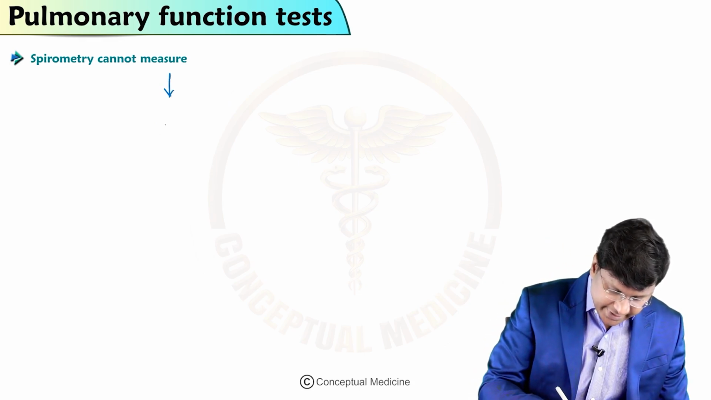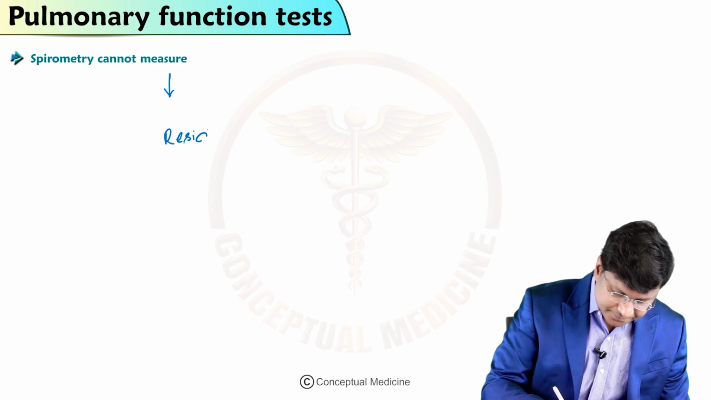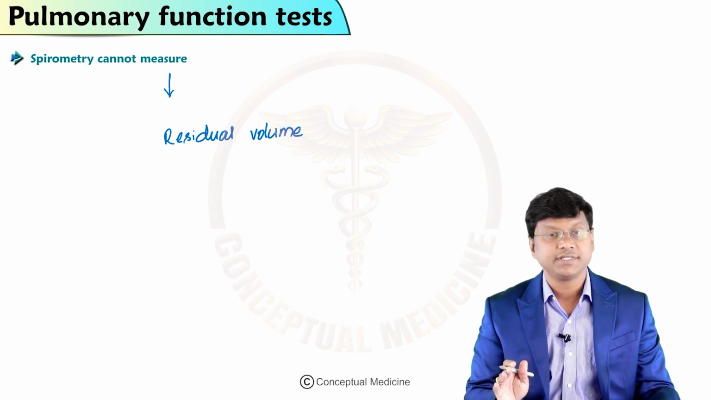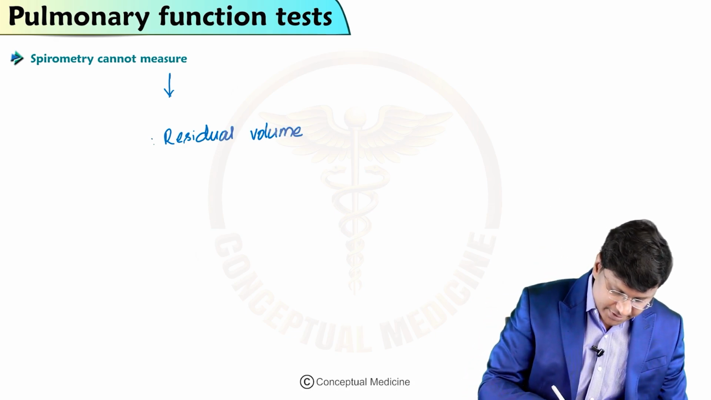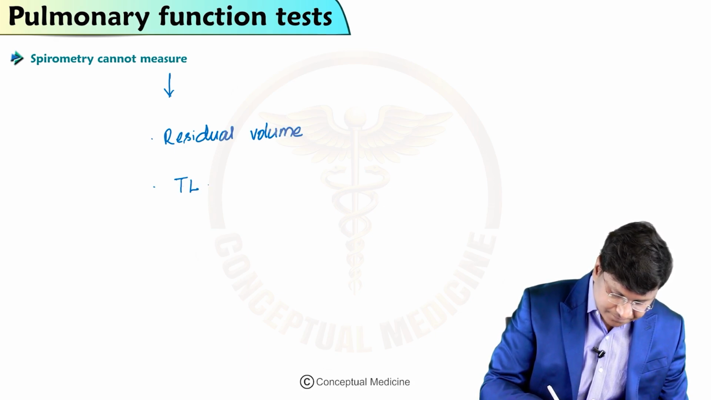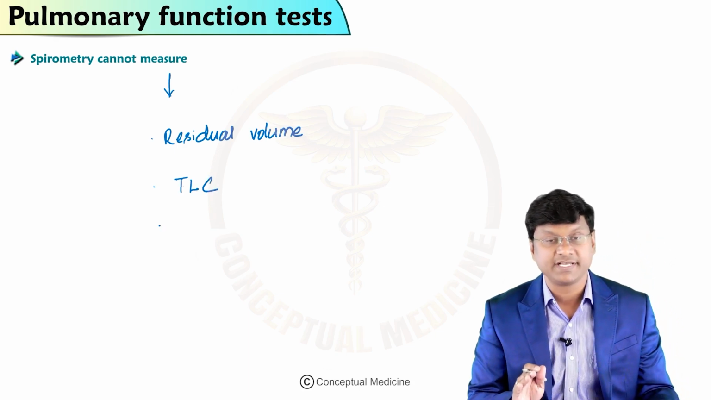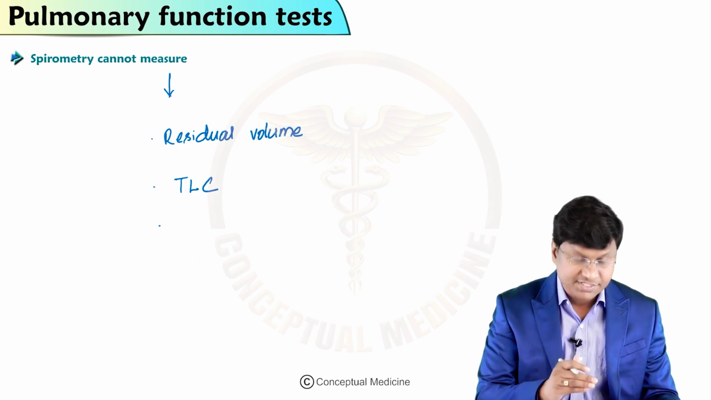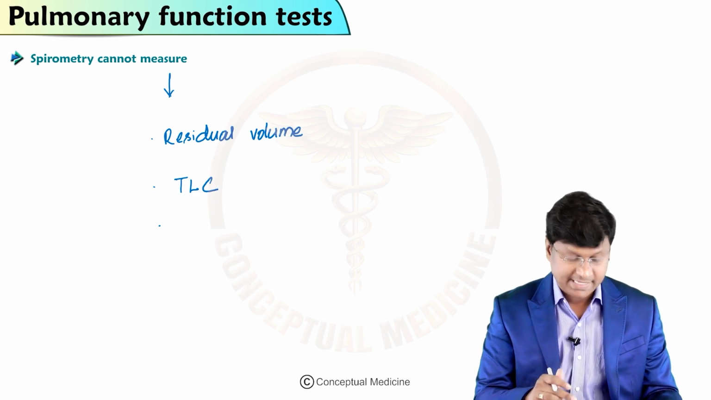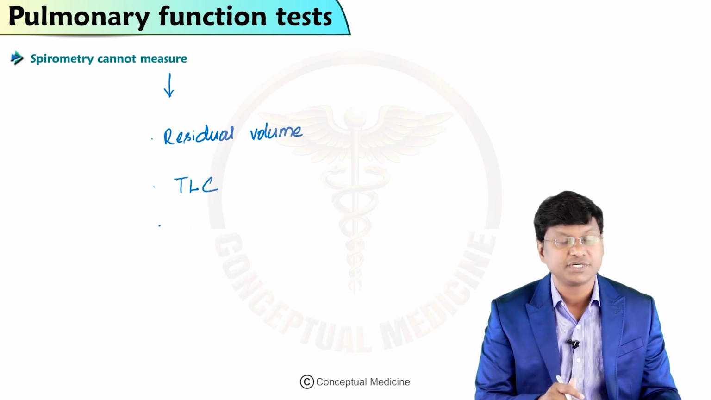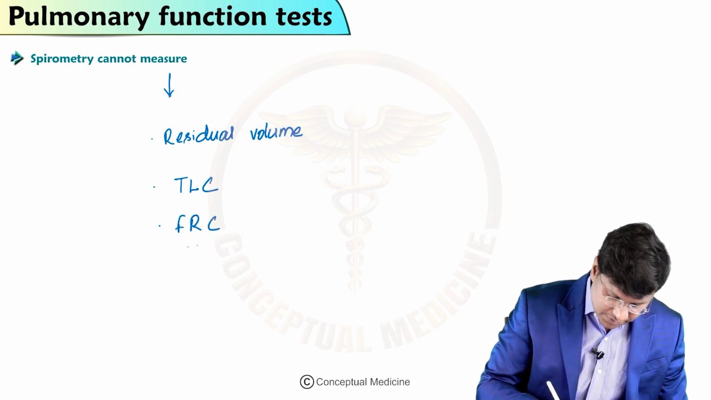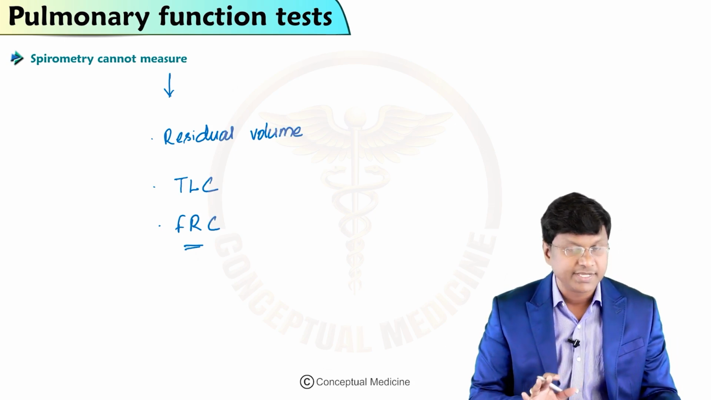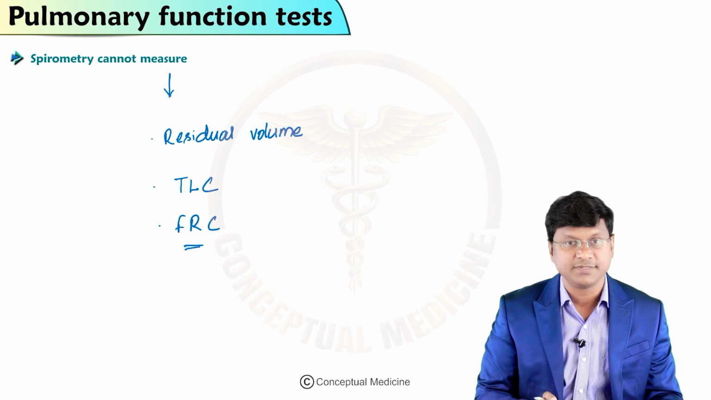Spirometer or spirometry cannot measure the residual volume. What the residual volume is, we will discuss in detail subsequently. This spirometer can also not measure the total lung capacity. And the other important pulmonary function which is not measured by your spirometry is the functional residual capacity. So these are the volumes and capacities that cannot be measured by your spirometer, right? This is a very important multiple choice question.